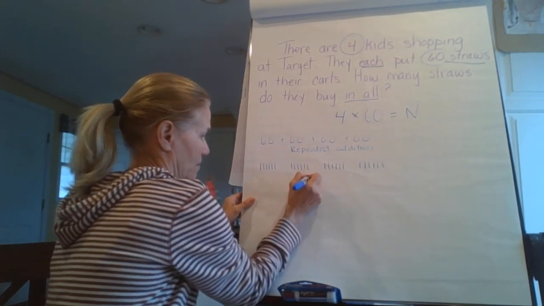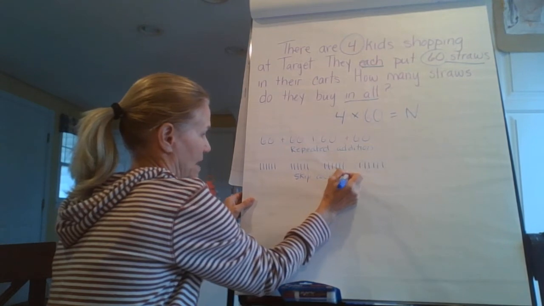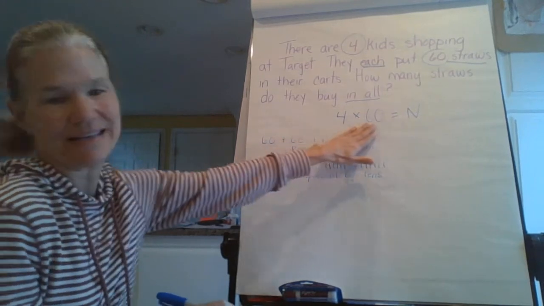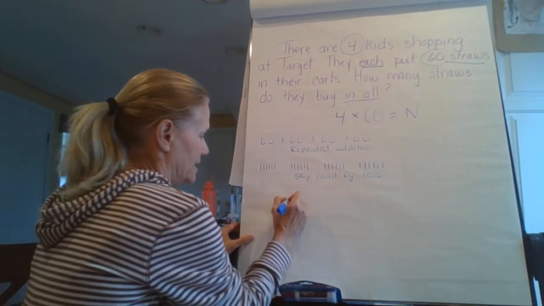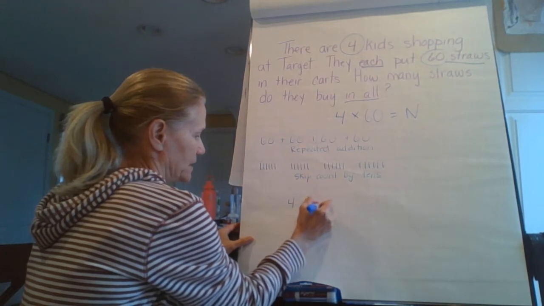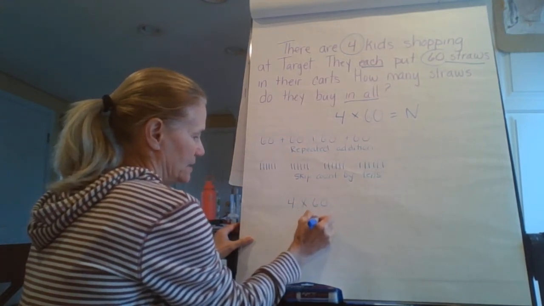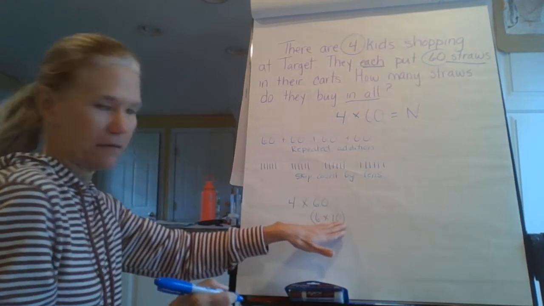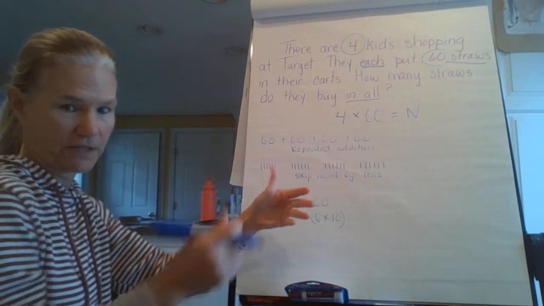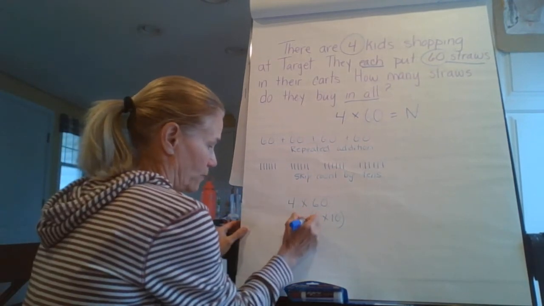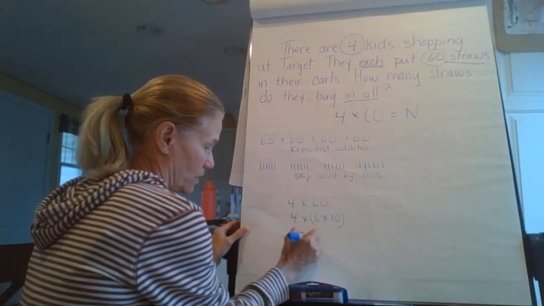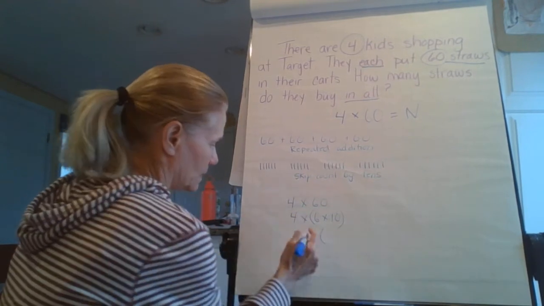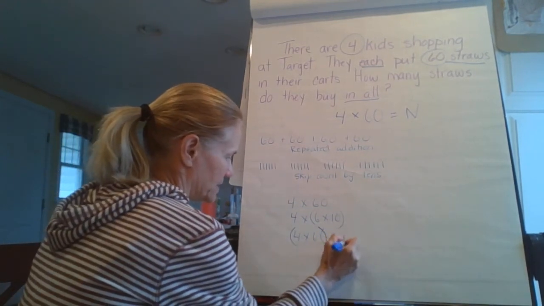I can skip count by tens, or I can make it a little bit easier for me, and I can say 4 times 60. That 60 is 6 times 10. I know 6 tens. 6 times 10, 10, 20, 30, 40, 50, 60. This is where I'm going. I do it 4 times. So it's easier to do 4 times 6. 4 times 6 times 10.